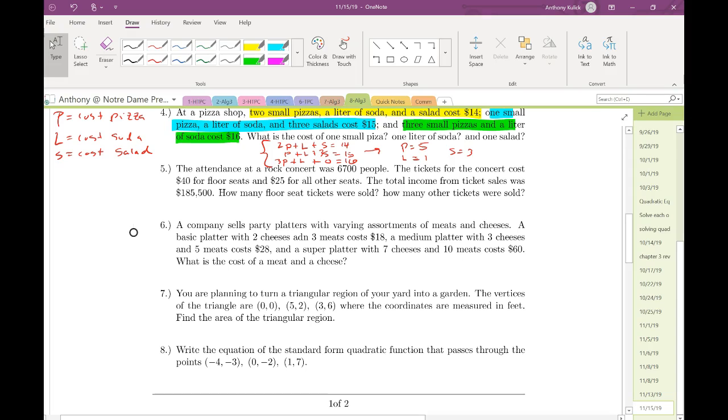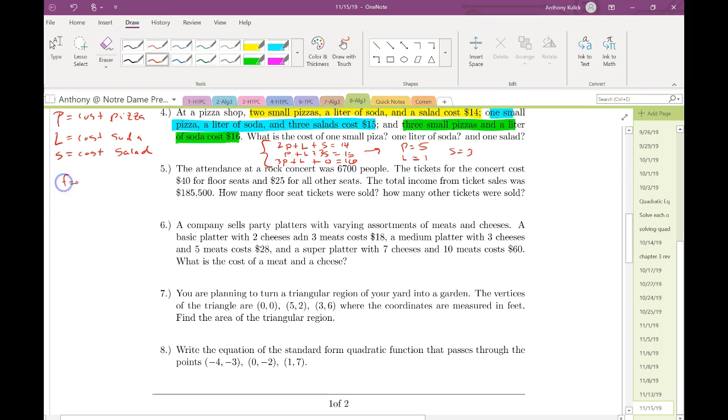Okay. 5 says the attendance at a rock concert was 6,700 people. The tickets for the concert cost $40 for floor seats and $25 for all other seats. The total income for ticket sales was $185,500. Holy smokes. How many floor seat tickets were sold? How many other tickets were sold?